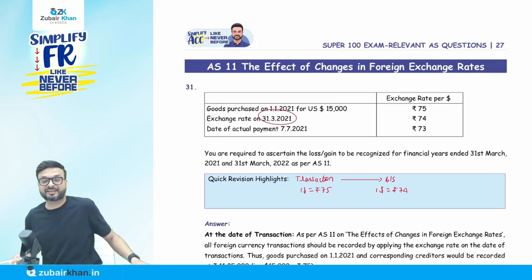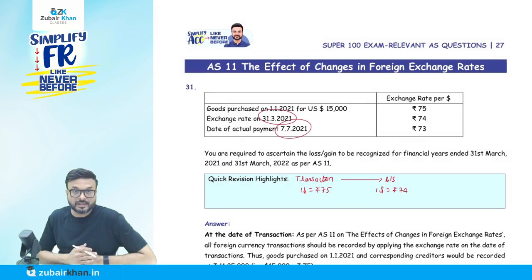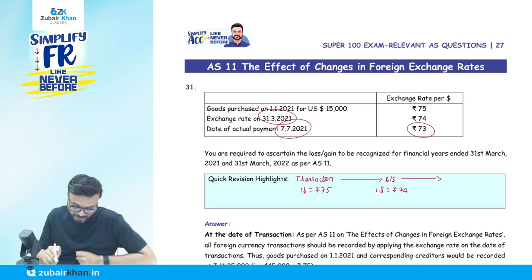The Indian currency is getting strong against the dollar. Now it is 7th of July 2021. The exchange rate was how much? 73. This is on the settlement, or you can say the actual payment date. So $1 is equal to rupees how much?